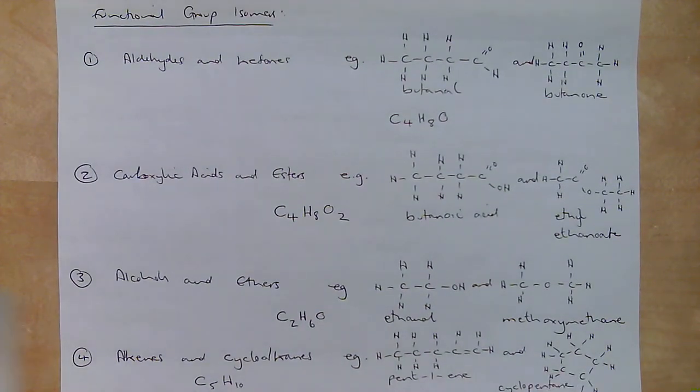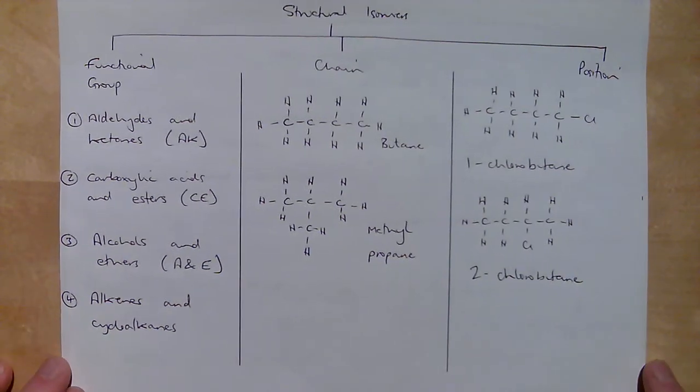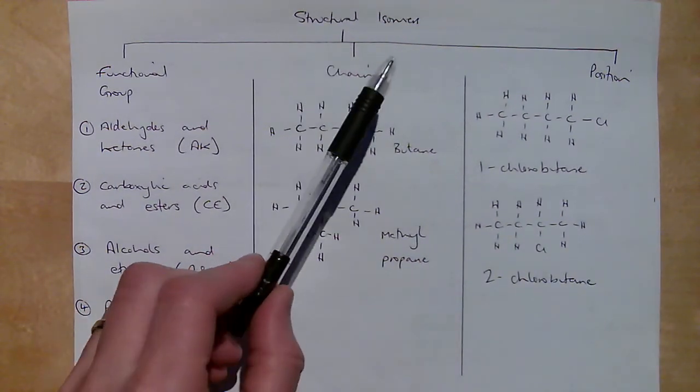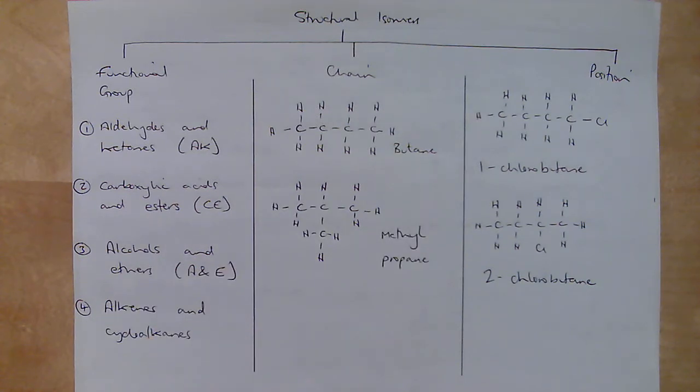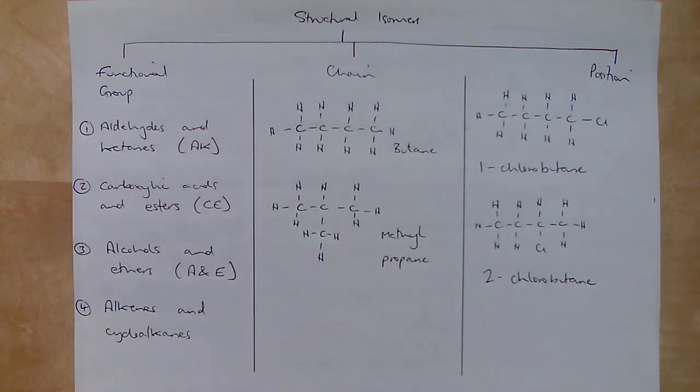Let's just quickly go back to our summary. Very, very important summary here. Remember, structural isomers are compounds that have the same molecular formulae but a different structural form. We've got 3 types of structural isomer: functional group isomers, chain isomers, and position isomers.